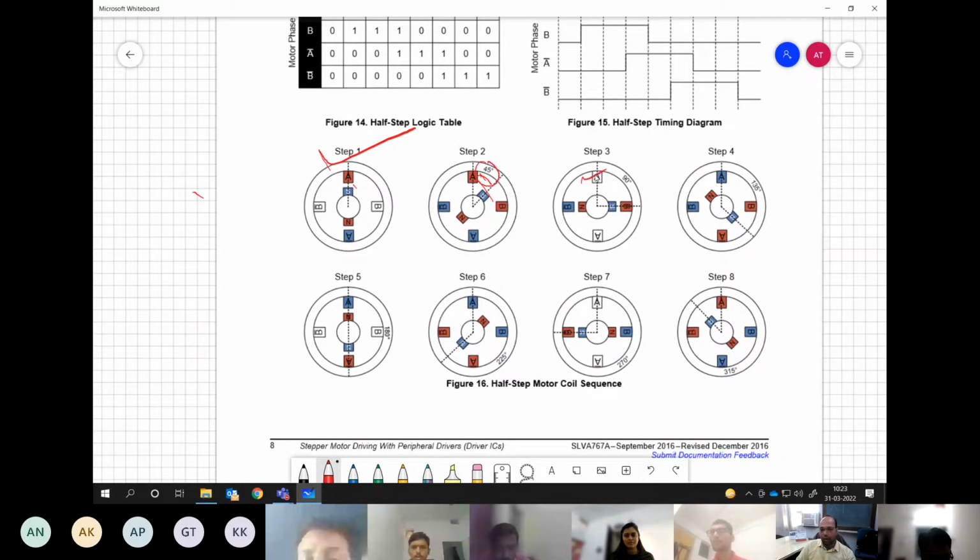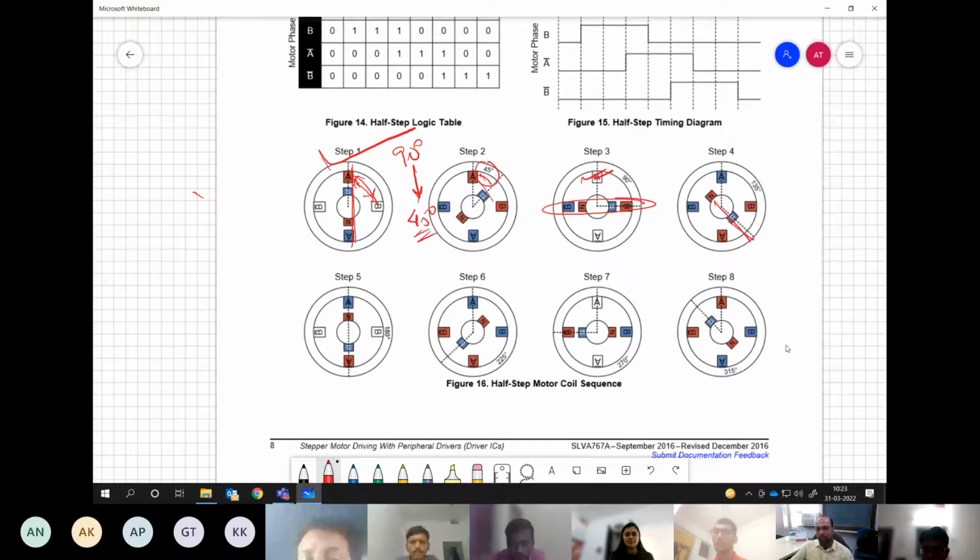Then you switch off A, automatically it will go and align along B. Then you switch on A again. Again, it's turning only 45 degree. So what you have done? You have changed your step size or step angle from 90 degree to 45 degree. You understand my point? You understand this point? Yes, sir.